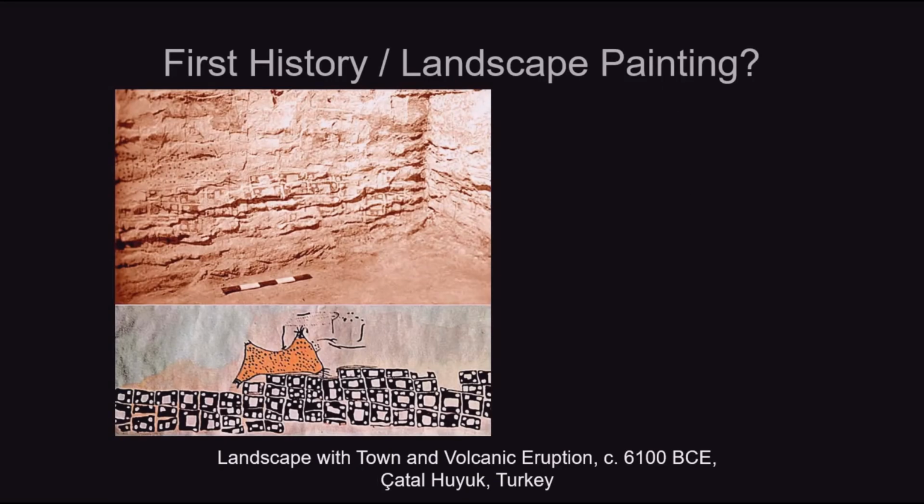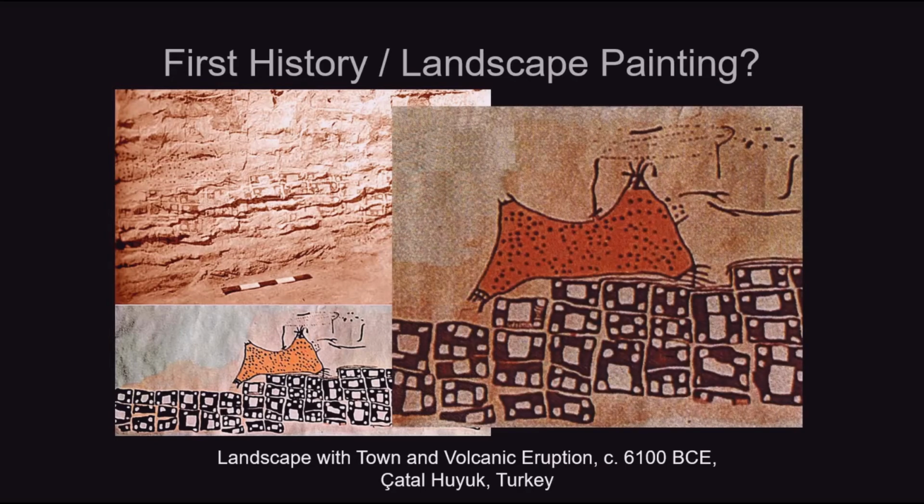We also have what might be the first ever history painting or landscape painting. On a wall was a fresco, a wall painting, and this showed a double-peaked mountain. And in fact, there is a double-peaked mountain right nearby. And this clearly looks to be a kind of aerial view or schematic of the actual village itself. And you'll notice that one of the peaks seems to be erupting. And in fact, the peak is a volcano, and it erupted around this time.